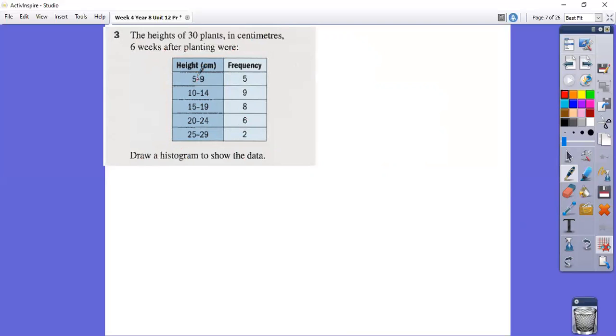Again, think to yourself, okay, these measurements are going on your x-axis, and the frequency you put on your y-axis. Then draw your bins, and look at how the data is distributed. So pause the video now, do the work, and then press play, and we'll look at the solution to question 3.